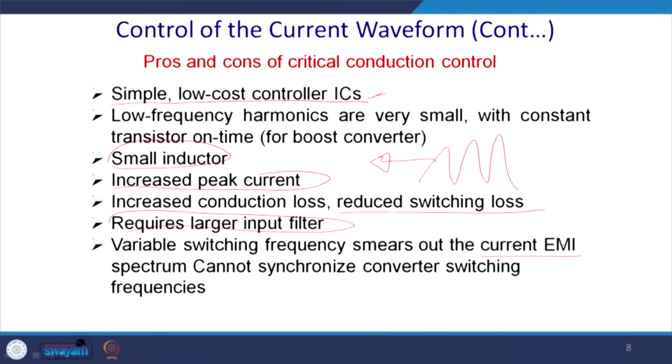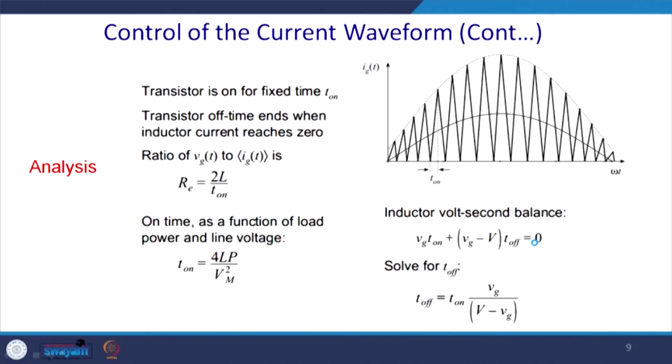So, once you have a high dv/dt and also di/dt, with the interference of both, EMI will be produced, and the spectrum cannot synchronize with the converter switching frequency. You will find that some awkward spectrum is also coming due to the variable switching frequency. But anyway, we use it very frequently.